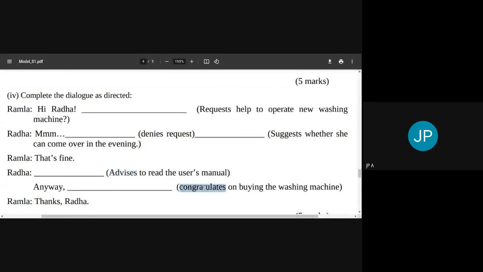So there are actually two or three different language functions which are woven into one single conversation. So there is a conversation here, but it has many language functions. So we need to be aware of and to understand as many language functions as possible.